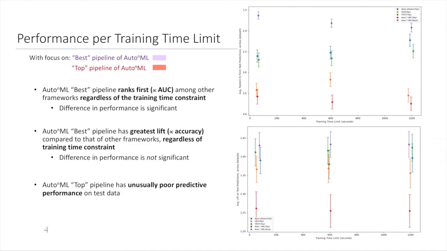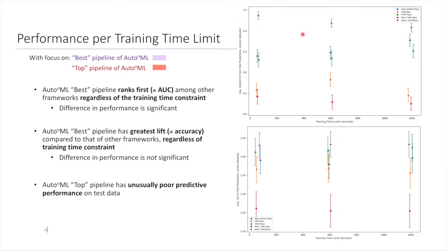In the following plots, we denote AutoML's best pipeline with the highest AUC scores on the test data in purple. We also denote AutoML's top pipeline with the highest AUC scores on the training data in red. We plotted accuracy-based lift in the upper graph and AUC-based rank in the lower graph per increasing training time limit. The best pipeline of AutonML ranks first, or has the highest AUC score, among the frameworks evaluated.